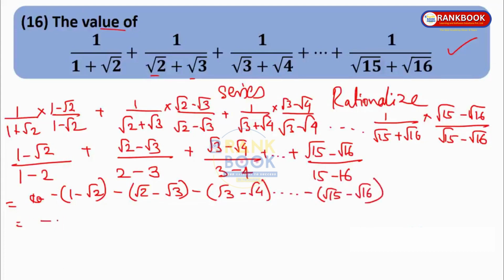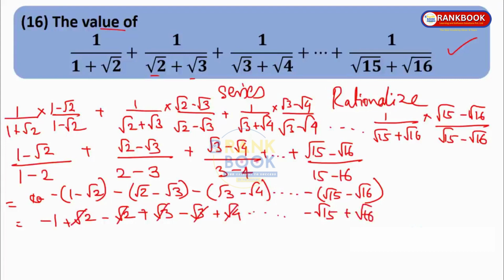What will you have over here? Minus 1 plus root 2 minus root 2 plus root 3 minus root 3 plus root 4 dot dot dot minus root 15 plus root 16. This gets cancelled, this gets cancelled, same way this will get cancelled and this will also get cancelled. And what will you get? Minus 1 plus root 16, minus 1 plus 4. 16 square root is 4. Answer is 3. Okay, see how easy it was.